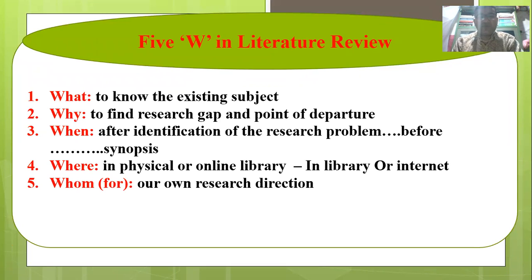Now, I'd like to begin with 5W in literature review. 5W means here what, why, when, where, and whom, or for whom. What is related to knowing the existing subject. Why is related to finding the research gap, and of course the point of departure for the present study. When means basically literature review is done after identification of the research problem and before writing the synopsis.